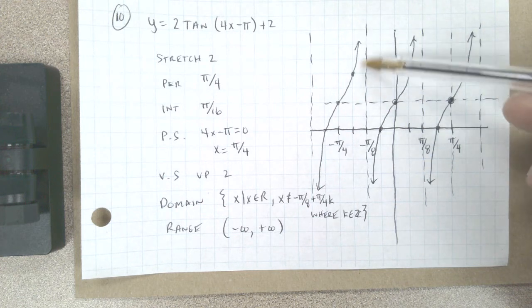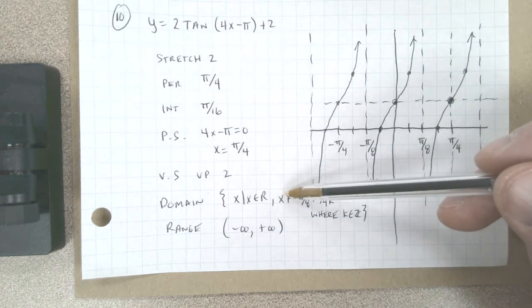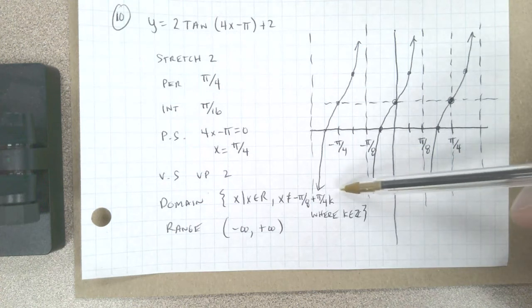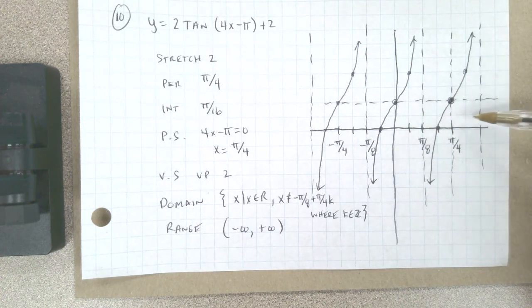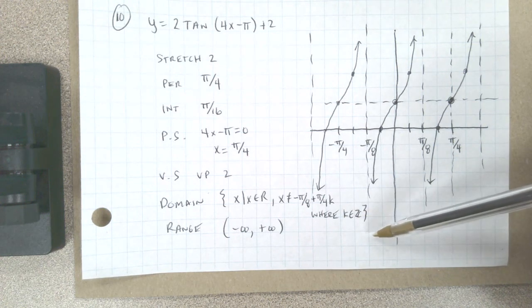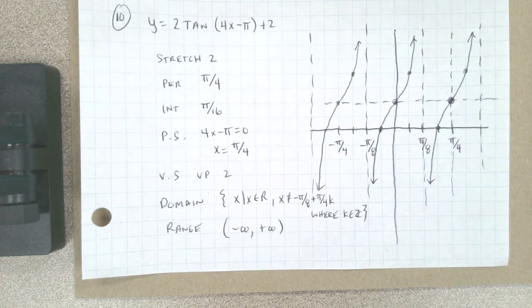So I use this asymptote to write my domain: x such that x is an element of the real numbers, where x is not equal to negative pi eighths plus pi fourths k. So every pi fourths is going to be an asymptote, where k is an element of the integers, and then the range goes from negative infinity to positive infinity.